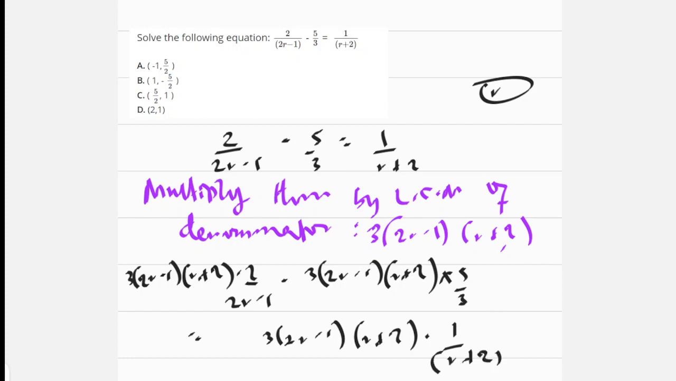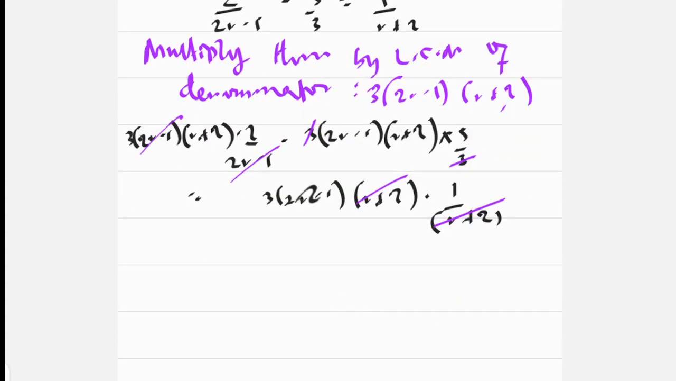If we check it very well, you will see that this one will cancel this one, this one will cancel this one, and this will cancel this. What you have left: 3 times 2 here is 6, so this is 6 into r plus 2, then minus 5 into 2r minus 1, r plus 2.